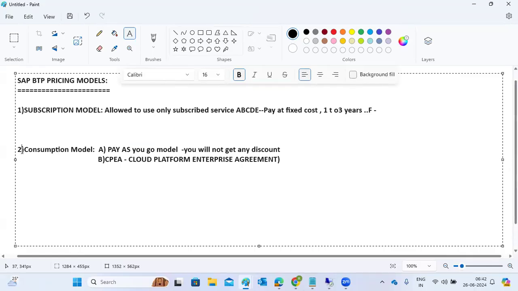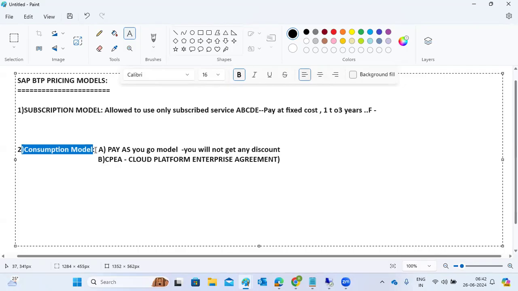In this model, you will get the flexibility to use all the current and future services here. So in this way, the customer who wants to use the commercial model can explore more of the cloud-based services and products here. Those are the plans we have.